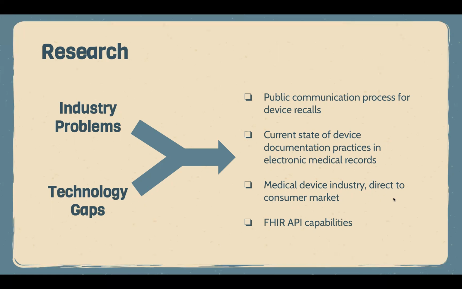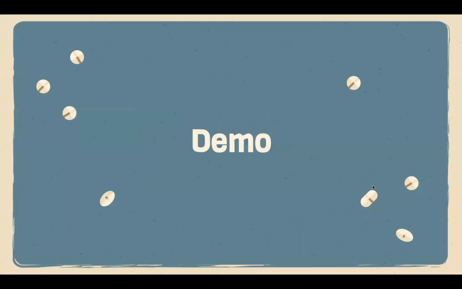The medical device industry as a whole, and especially the direct-to-consumer market as that market grows, and keeping an eye on the future for where this could be. How do we contact patients when they have a device affected by a recall that wasn't given to them by a provider? How do the device companies know to reach these patients? And then on the technical pieces, what is the FHIR API capable of? Even the details of how do the search criteria work when we're trying to search for these patients?